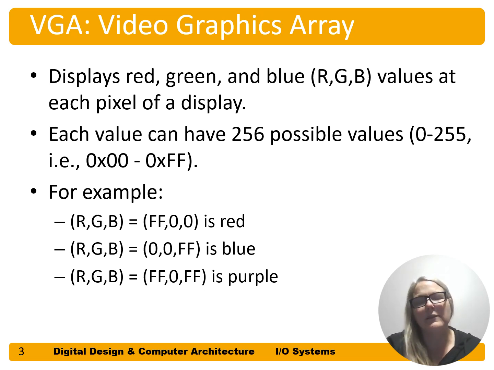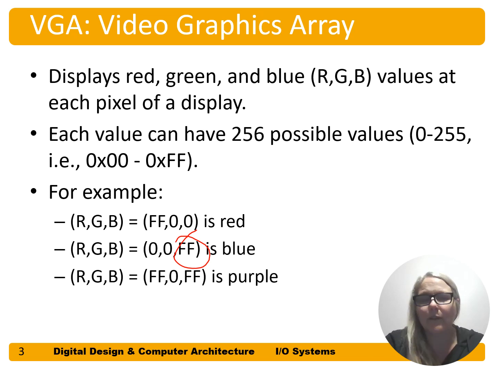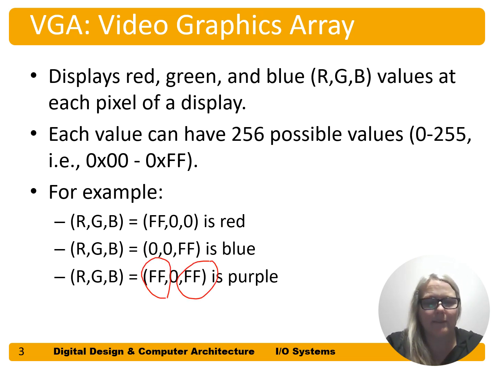So for example, if we wanted to display the color red at a pixel, we would max out the red value and zero out green and blue. And similarly, if you wanted to display blue, it would be its max value, 255, or in hexadecimal FF. And if you wanted to display purple, you would put red and blue on at that pixel.